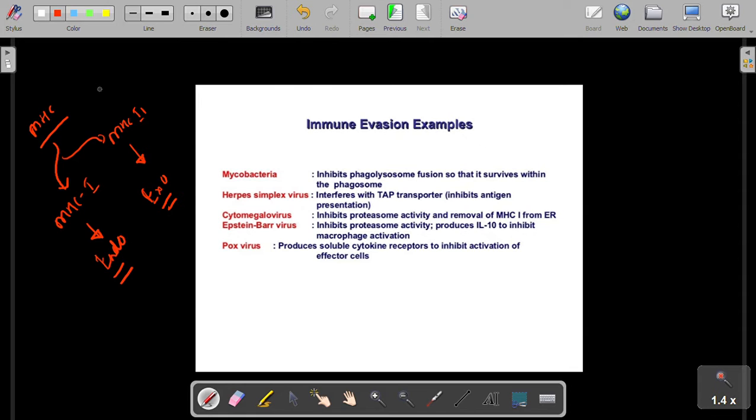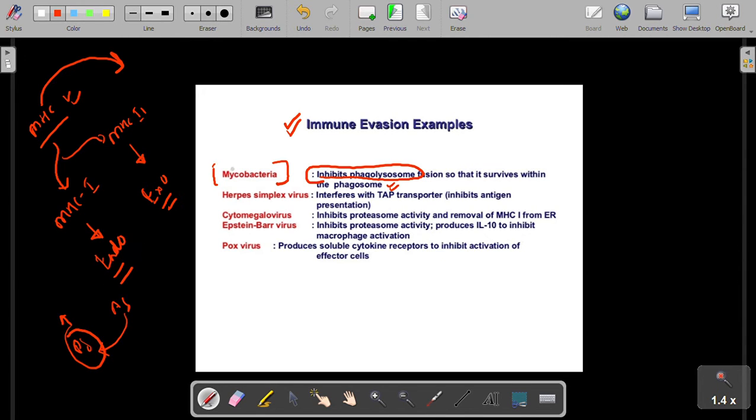So there are certain exceptions where MHC cannot function properly. These are some of the immunoevasion examples. In the case of mycobacteria, it inhibits the phagolysosome fusion so that it survives within the phagosome. When antigen is taken for degradation in the phagolysosome, it somehow manages to survive in the phagolysosome. So this is the coping mechanism of the mycobacteria.